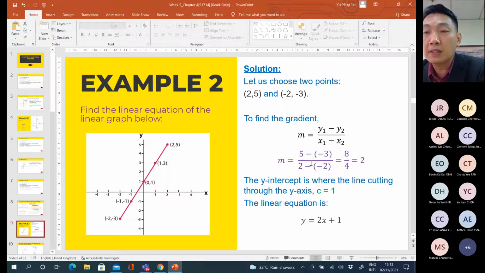Then we simplify this equation. 5 minus -3 becomes 5 plus 3, so you'll get 8 positive. For the denominator, 2 minus -2 becomes 2 plus 2, which is 4. So 8 divided by 4, you'll get 2 positive. That means the slope for this line is 2 positive. The m value is 2. That's the meaning.